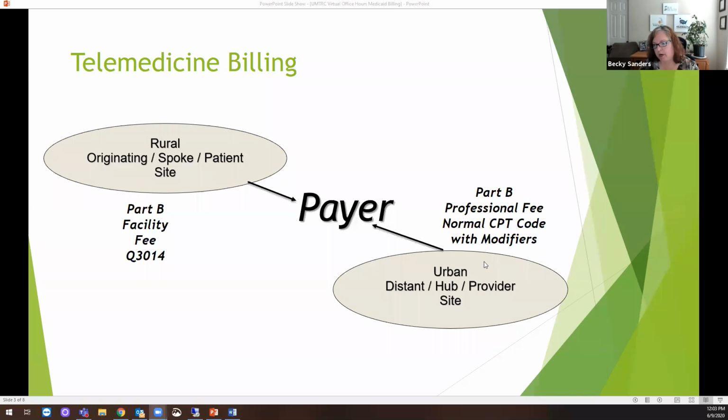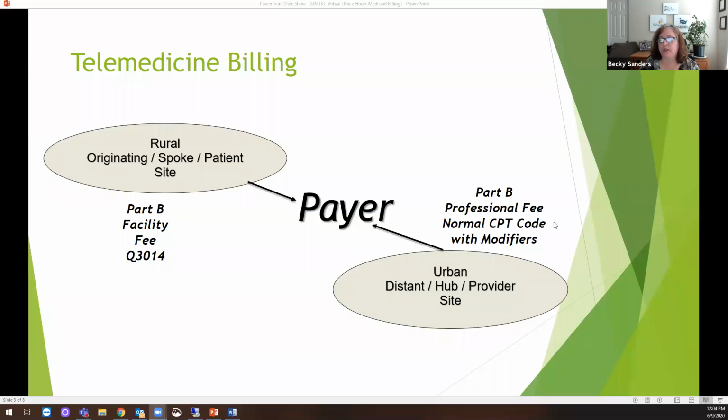And then the other part of billing for a telemedicine event gets billed by the provider. In regulation, it's sometimes called different things. It could be called the distance site or the hub site or the provider site. But that is where the specialist is, or the behavioral health specialist or the cardiologist or the neurologist or whatever, who is delivering services to a patient who is at a distance from the provider.